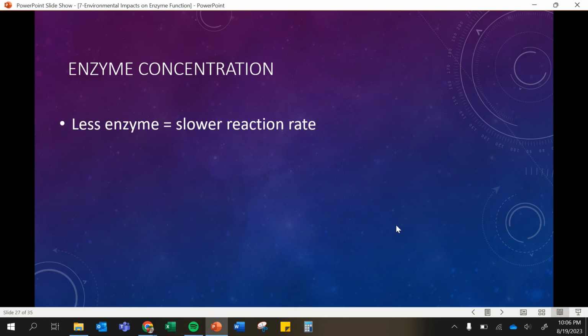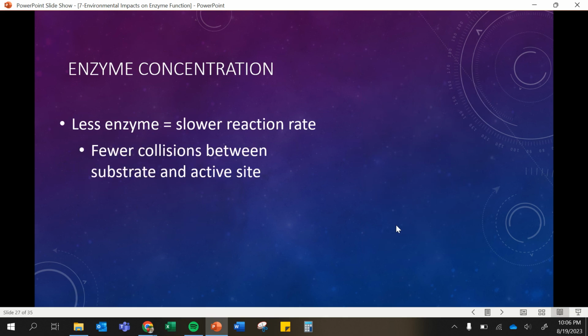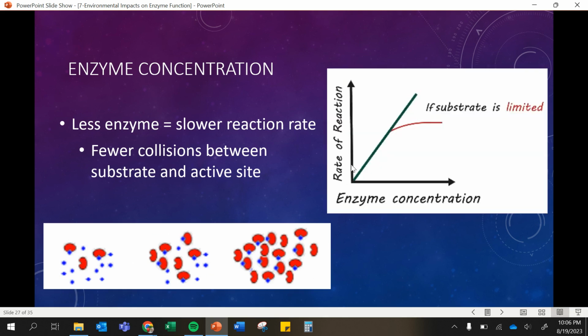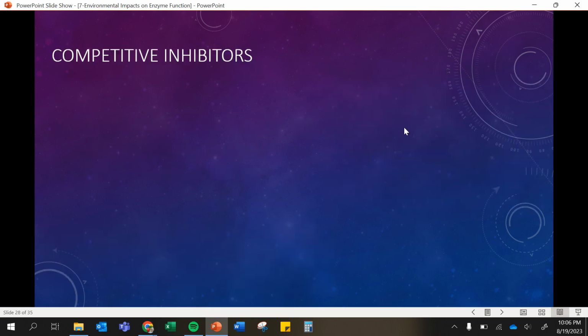Enzyme concentration. If we have less enzyme, we'll have a slower reaction because there's just less enzyme around, fewer collisions. So here we're going to have fewer reactions happening just because there are fewer enzymes. And then as we increase, we'll have more reactions happening. But again, we will have a point where it's going to level off if our substrate is limited, because we'll run out of substrate to react with.